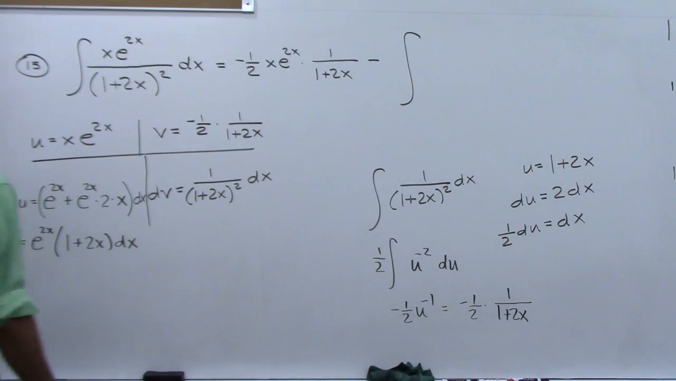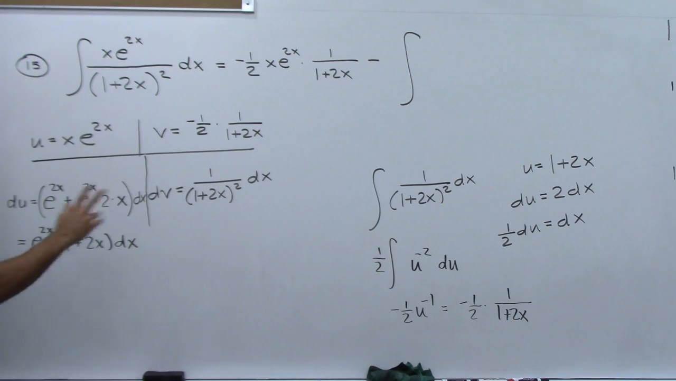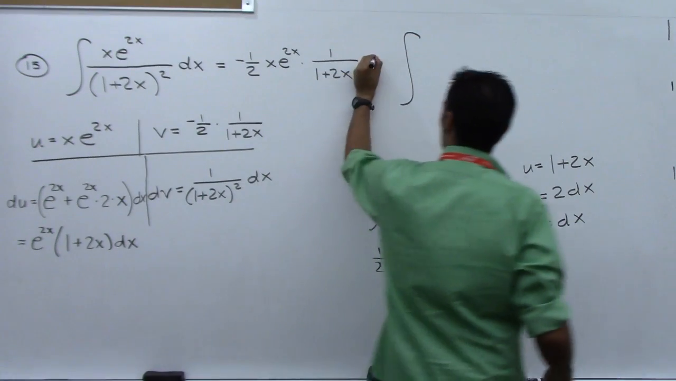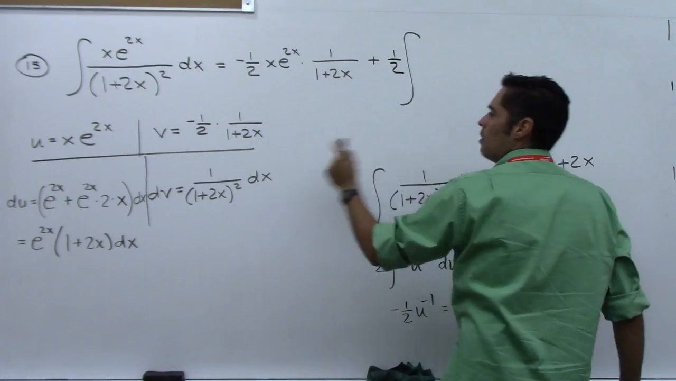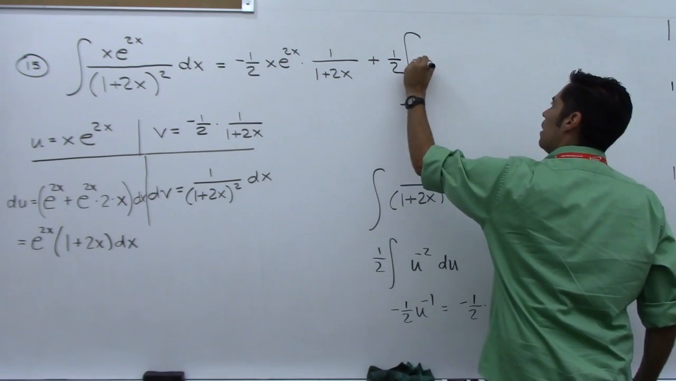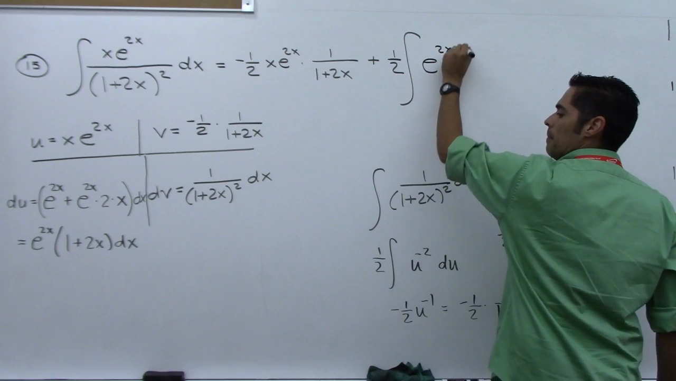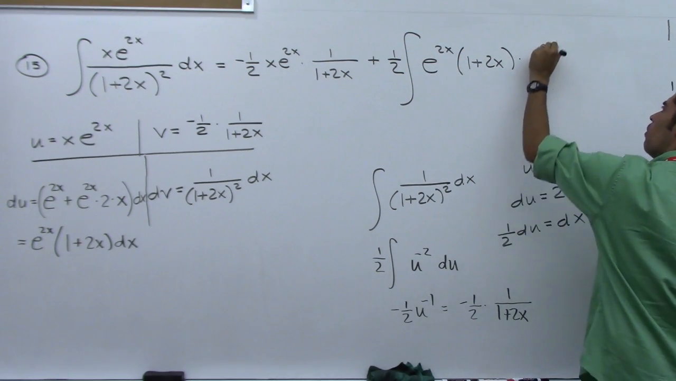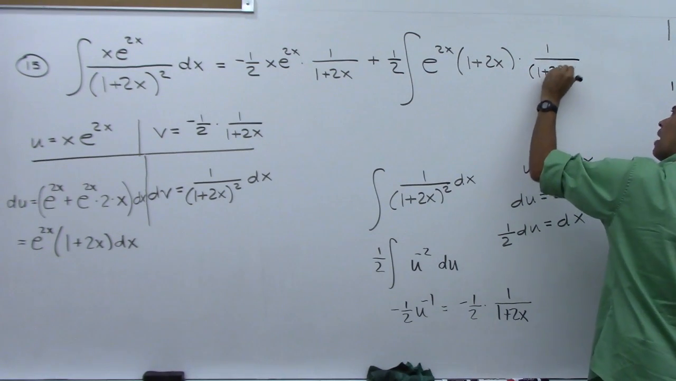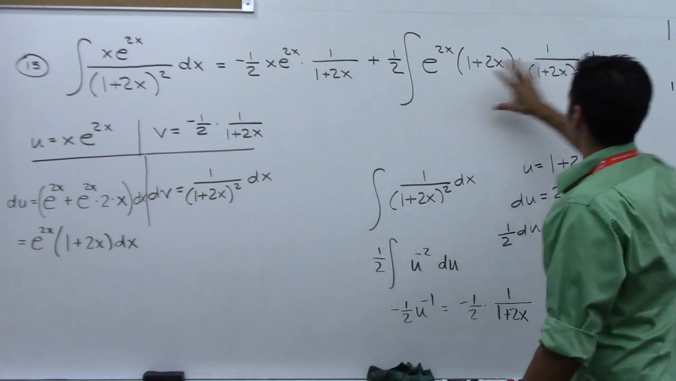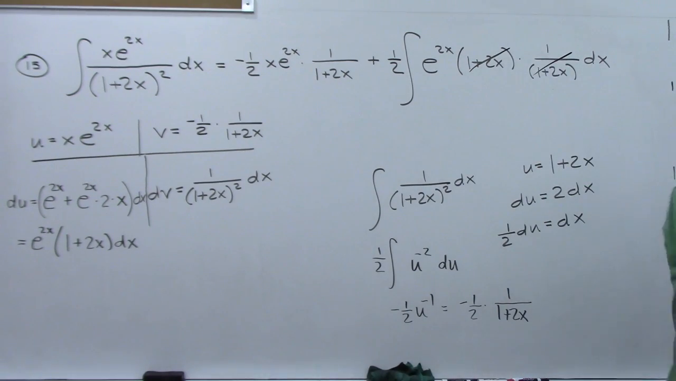So when I do my voodoo, it's going to be this times this. I'm going to write it all out. The negative 1/2 I'm going to pull out and make it a plus because it's already minus here. So that's plus 1/2. So that 1/2's gone. Let me write all this down and then I'll put this next to it. So e to the 2x, 1 plus 2x times 1 over 1 plus 2x dx. So that's everything. That's voodoo written out. And this one cancel. Isn't that great?